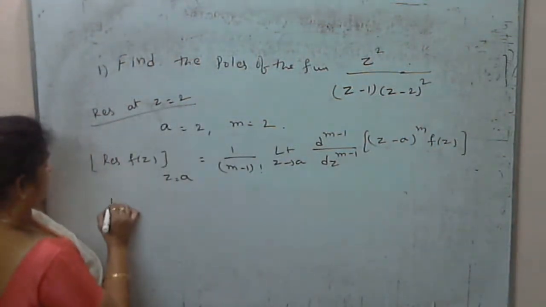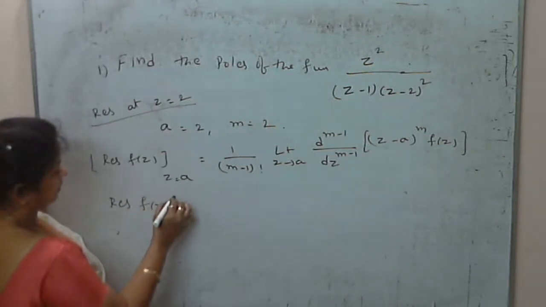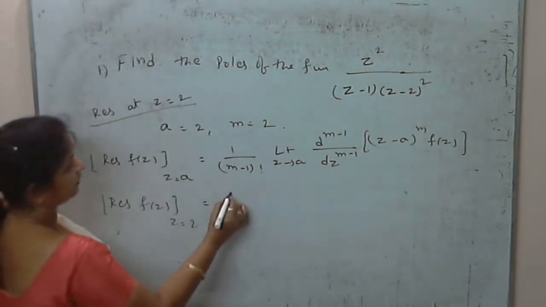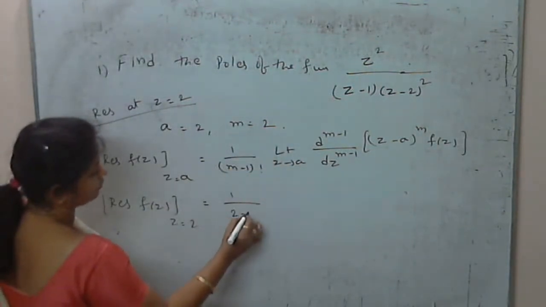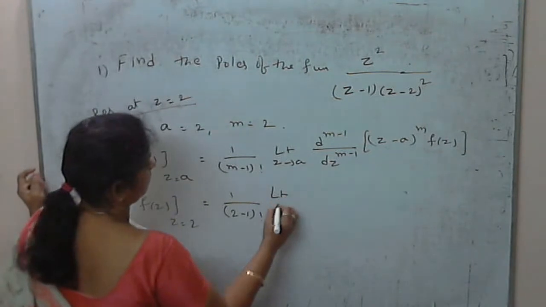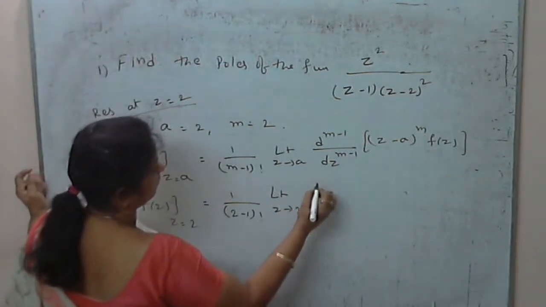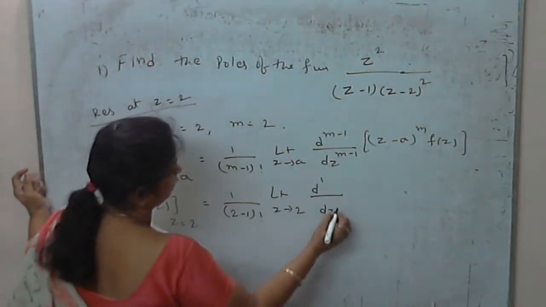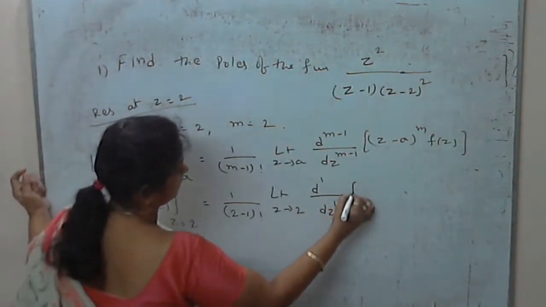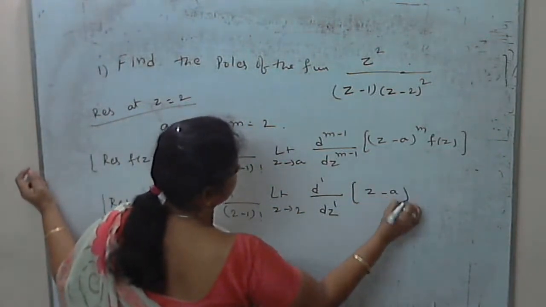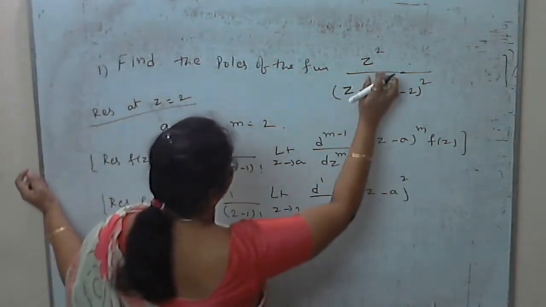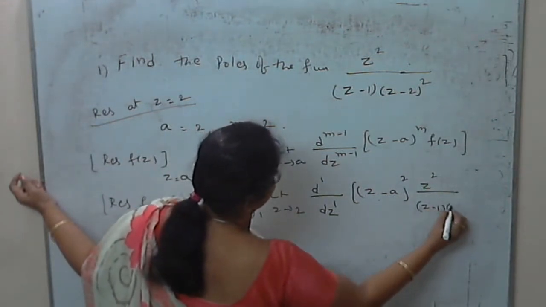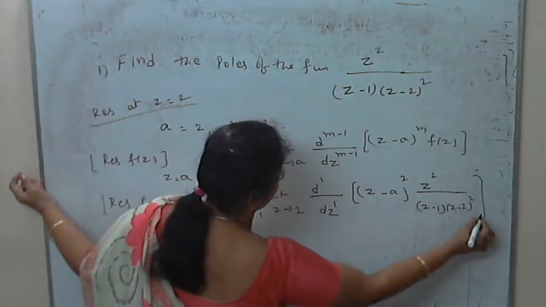Now residue of f of z at z equal to 2. a is 2. m is also 2. So 1 by 2 minus 1 factorial, limit z tends to 2, d power m minus 1, that is 2 minus 1, by dz power 2 minus 1, of (z minus a) whole power 2 into f of z, where f of z is the given function z square by (z minus 1) into (z minus 2) whole square.